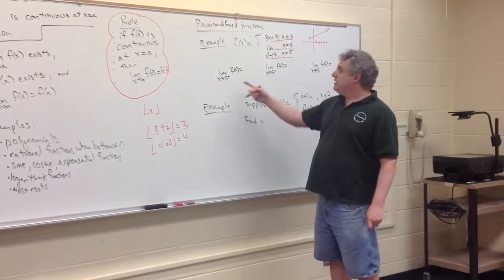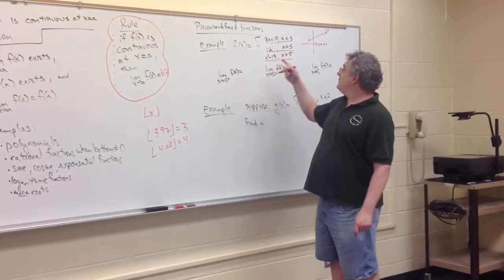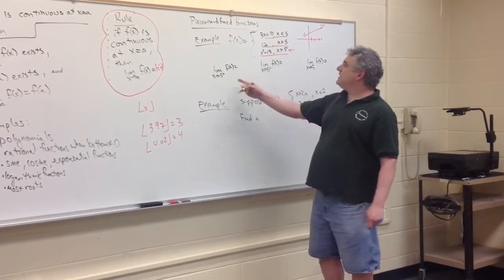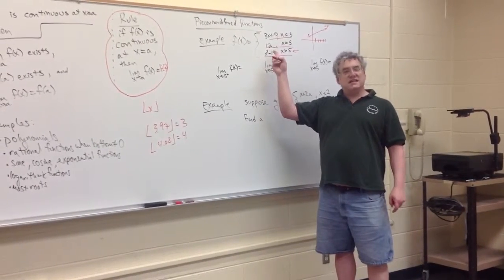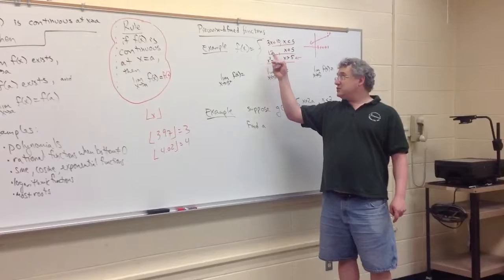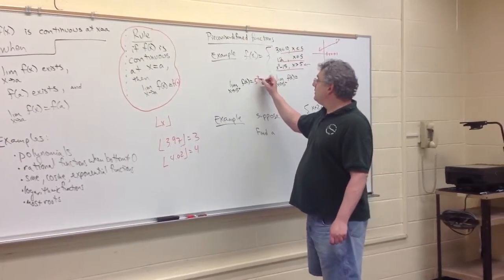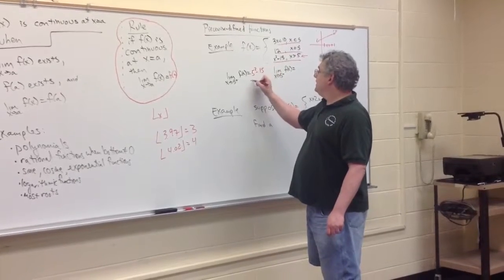So let's take a look. As x goes to 5 plus, that means we're talking about the stuff bigger than it, right there. What is the limit? Well, what's the limit of this? This piece right here is continuous. So what's its limit? It's going to be 5 squared minus 15, which equals 10.